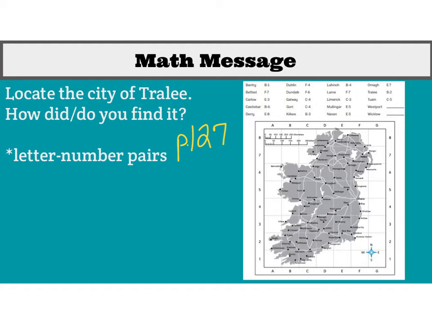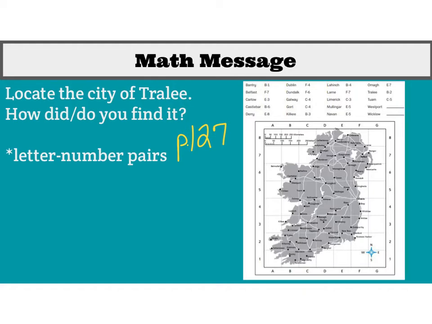So this map is actually a map of an island in Ireland. And I'm hoping that you were able to locate the city of Tralee, but let's think about some things. How were you able to do it? Did you use the names that were up here at the top and look for Tralee, or did you go straight to the map and try to find it that way?